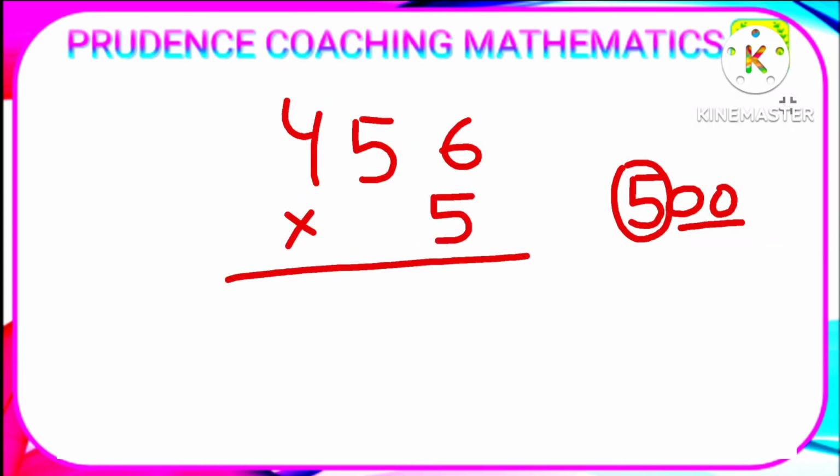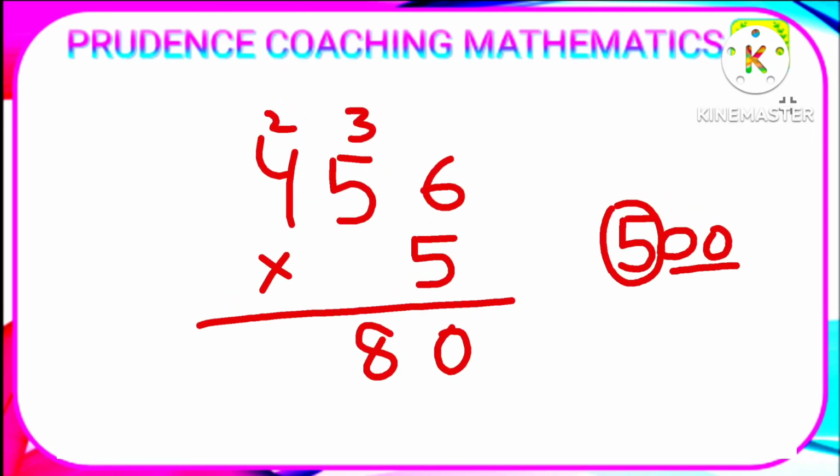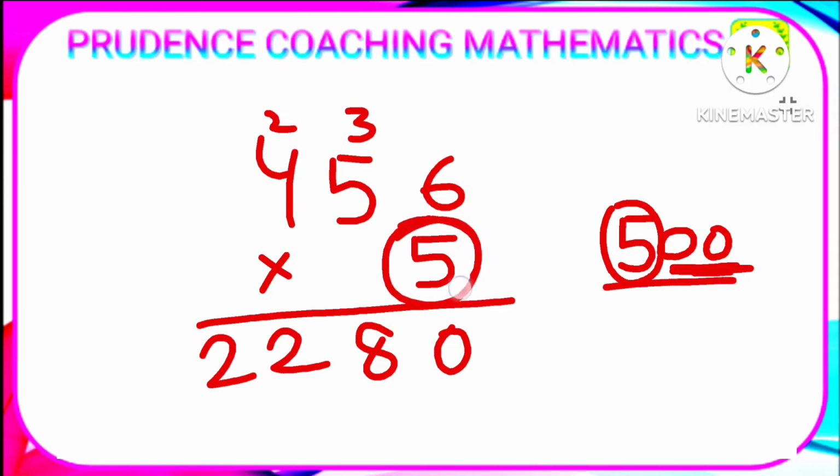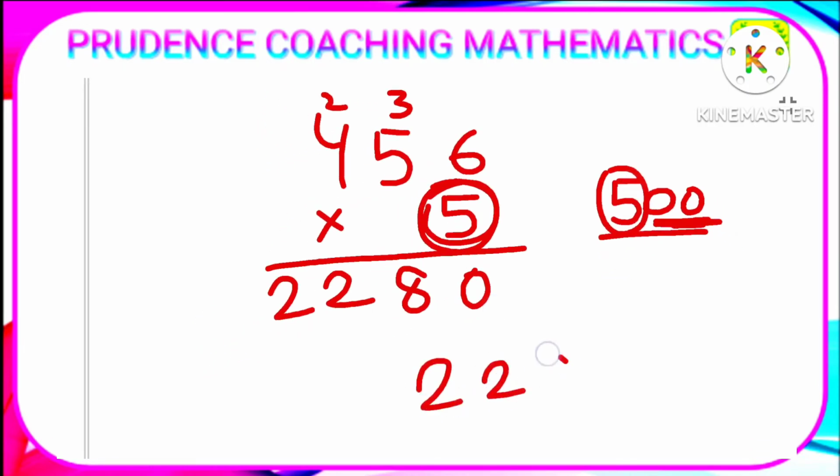So 5 into 6 we are getting over here 30. So 3 will be carry. 5 5s are 25. 25 plus 3 is 28. 4 5s are 20. 20 plus 2 is 22. So we are getting 2,280, and we need to add these 2 zeros because we need to multiply with 500, not 5. So we are getting a final answer as 2280. After that 2 zeros, that is 2,28,000. So let us write the answer.